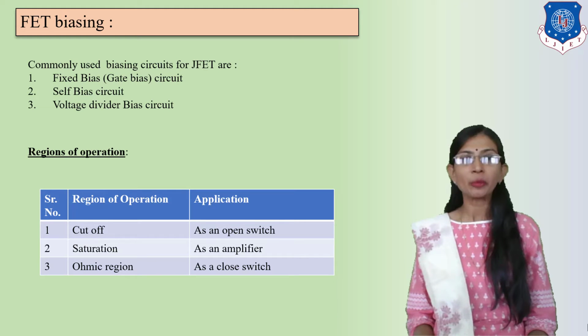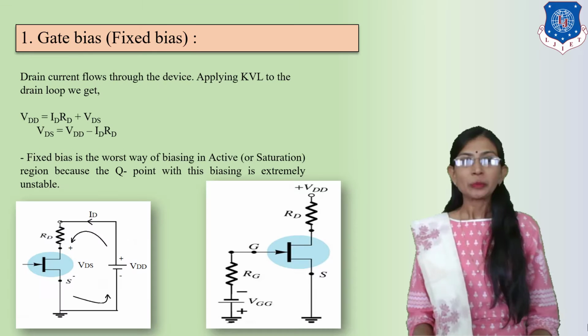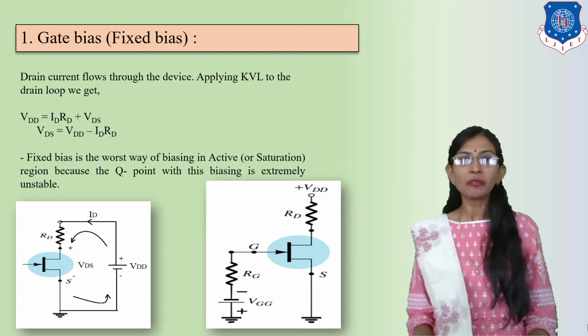All these regions of operation are based on the connection of the biasing batteries with the JFET gate terminal, according to the biasing circuits: fixed bias, self-bias or voltage divider bias. So let's start with the first, fixed bias circuit, that is the gate bias.